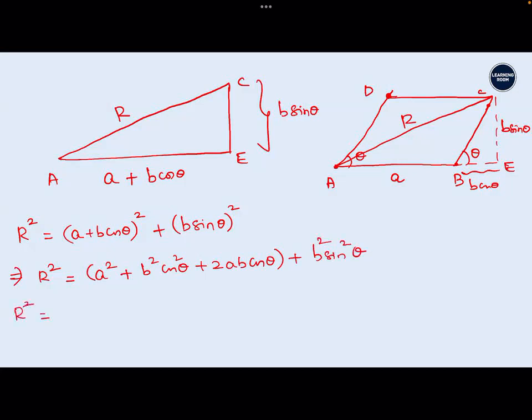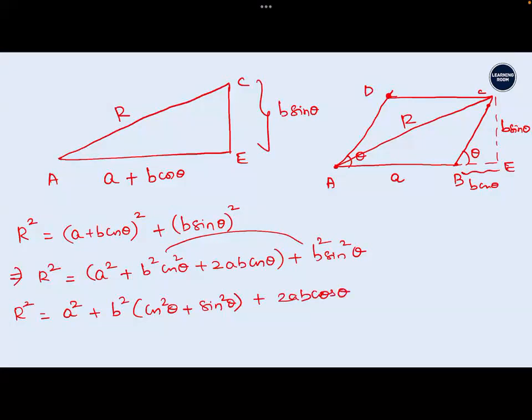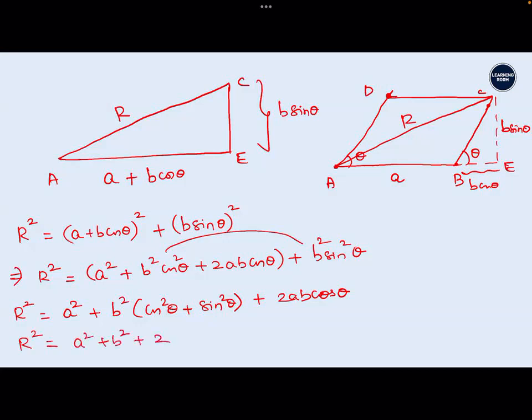Now, I'll combine these two terms, that is B square cos square theta and B square sin square theta, so that it becomes A square plus B square into (cos square theta plus sin square theta) plus 2 times AB cos theta. So R square is going to be equal to A square plus B square plus 2 times AB cos theta, because cos square theta plus sin square theta gives you a 1. That's what the trigonometric identity tells us.